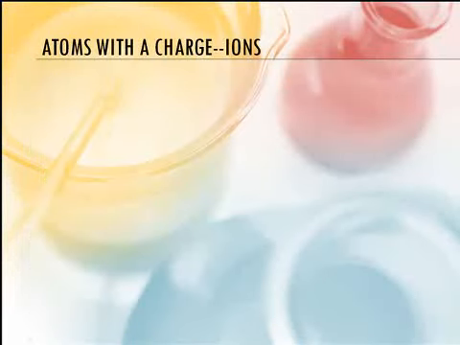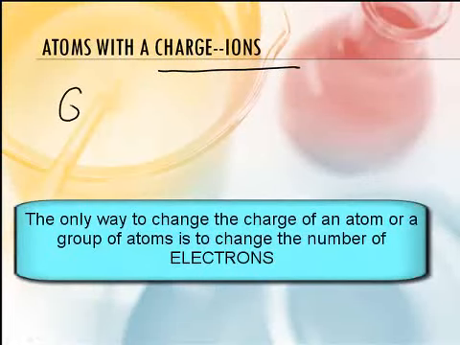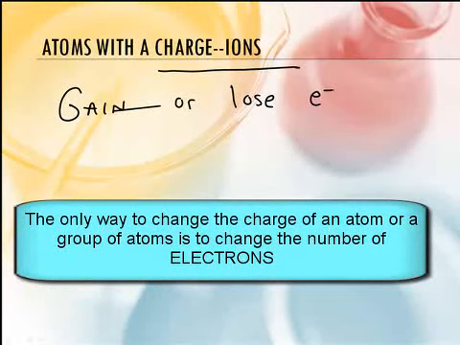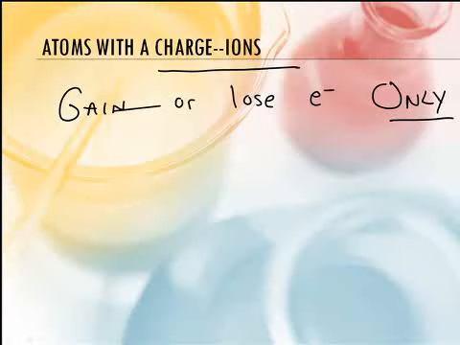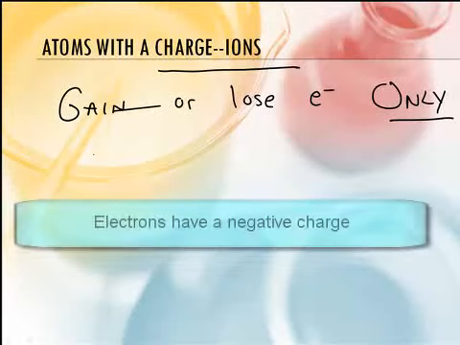Now there's one more thing we need to show you. Sometimes things have a charge, a plus or a minus on them. The way we get a plus or minus charge is we gain or lose electrons. The only thing in a chemical change that's going to move around are electrons. We can move protons and neutrons in nuclear reactions, but that's beyond the scope of where we're going right now. So the only way we change the charge is by gaining or losing electrons, and the electrons are negatively charged.